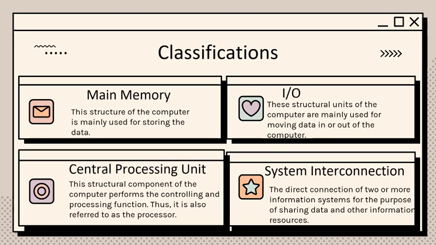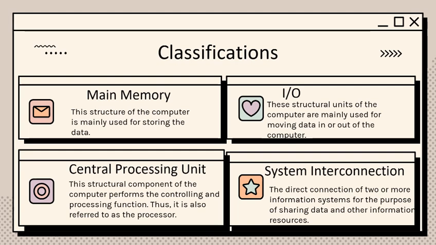Classifications. Number 1. Main memory. Main memory is mainly used for storing the data. Number 2. I/O units. I/O unit is used for moving data in or out of the computer. Number 3. CPU, central processing unit. CPU performs the controlling and processing functions. Thus, it is also referred to as the processors.